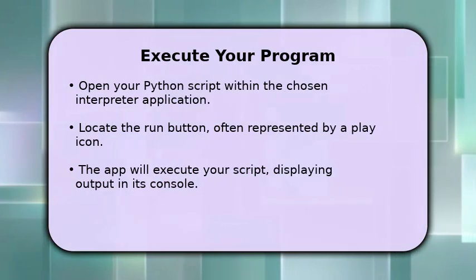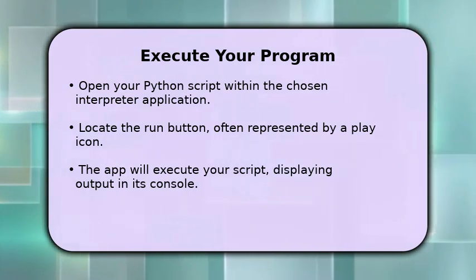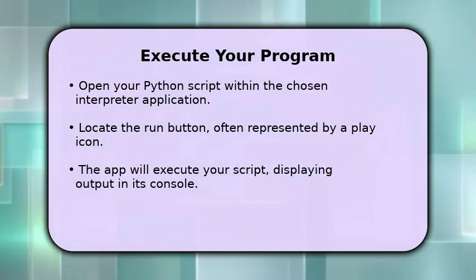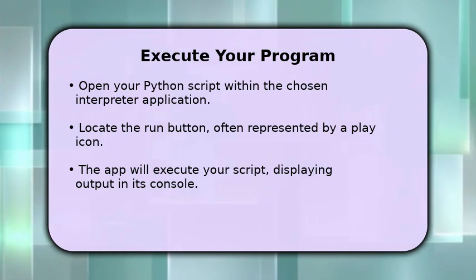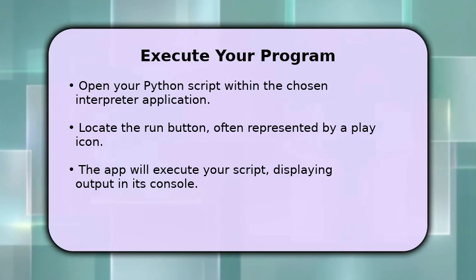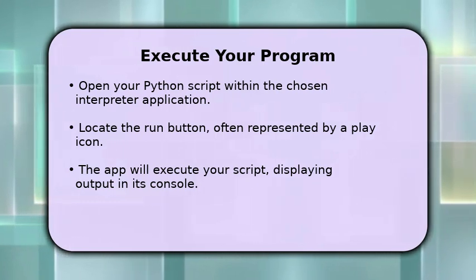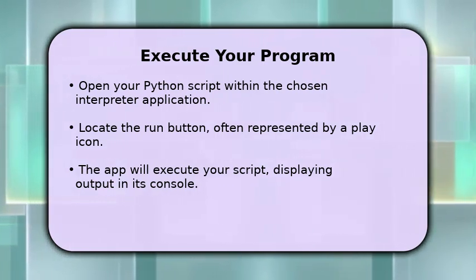With your script open in the interpreter app, locate the Run button, typically a play icon. Tapping this will execute your Python program. Any file handling operations, such as reading from or writing to files, will occur within the app's sandboxed environment. The output will appear in the app's console, allowing you to see the results of your code.